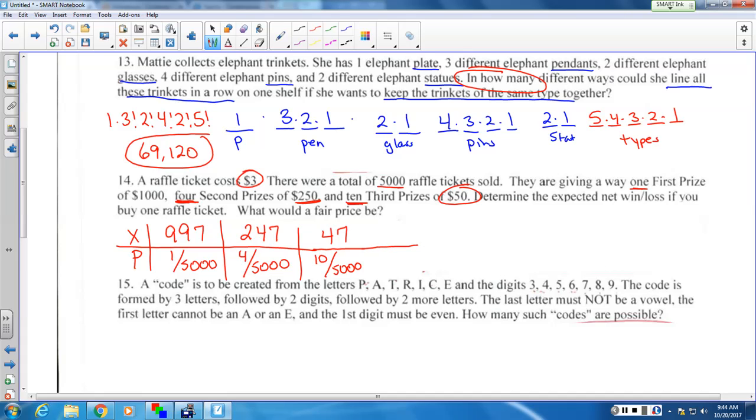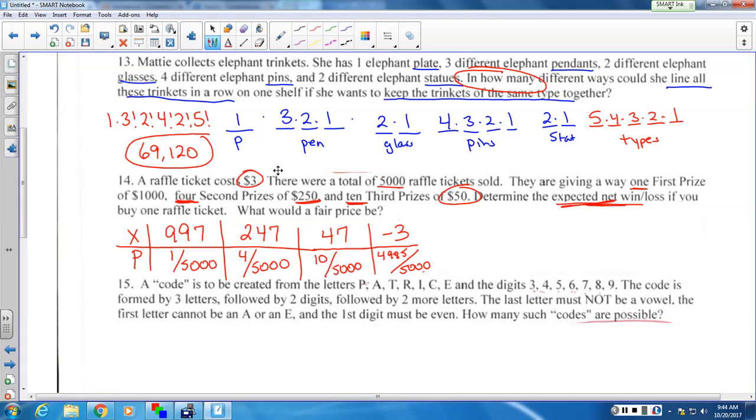The only thing left that could happen is I could lose $3. If I add up how many people win, 10 plus 4 plus 1, 15 out of 5,000 win. So 5,000 minus 15 means 4,985 out of 5,000 are going to lose. It says determine the expected net win or loss, and what would a fair price be for this one.